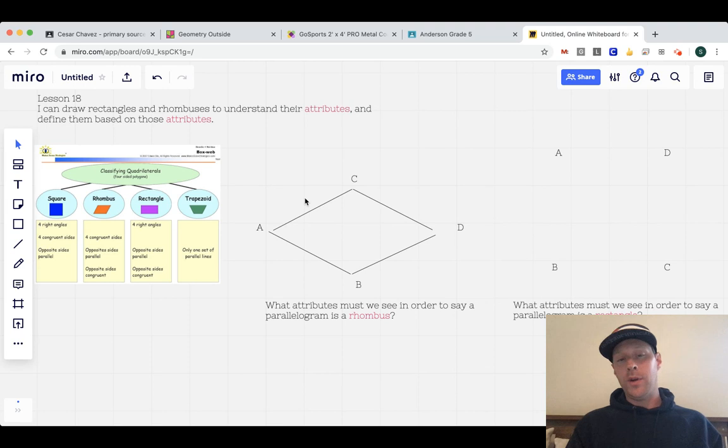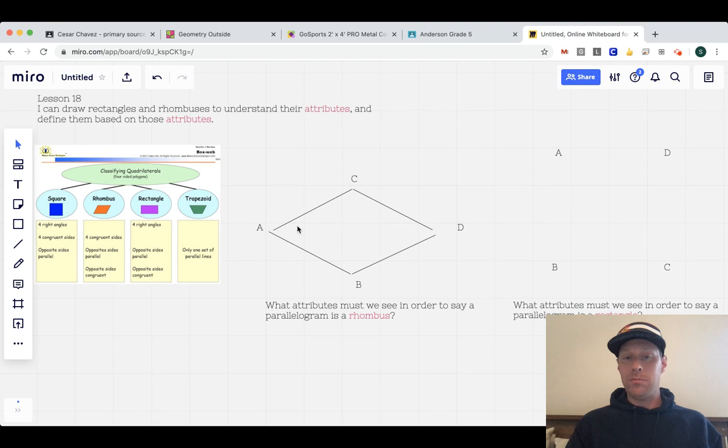Well, you may have noticed that all of the line lengths are the same. That means that they're congruent. Line AC is the same length as line AB, and it's also the same length as line BD and CD. If you take a peek over at our chart here, telling us about the features of a rhombus, you'll notice it says that there are four congruent sides. What else did you notice?